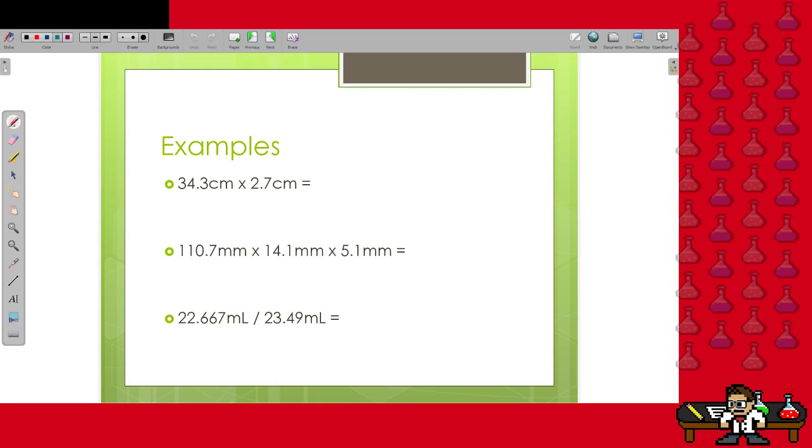I have 3 examples here, and I'll go through these 3 examples. Again, just like the previous video, if you want to pause and try these out for yourself first, I'll give a quick pause here to let you pause the video and try them out for yourself.